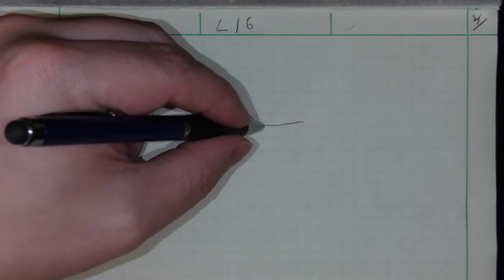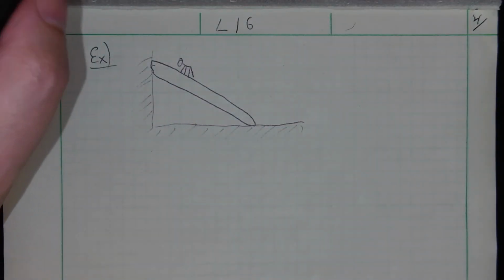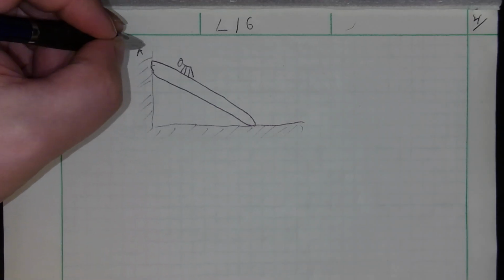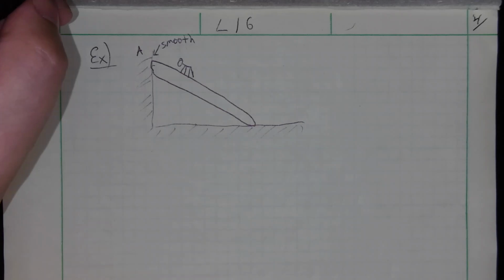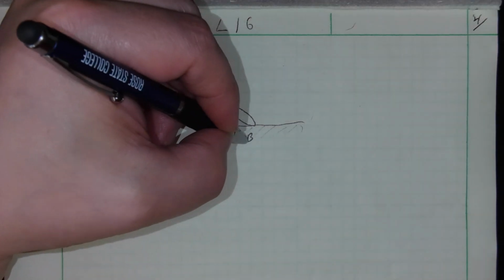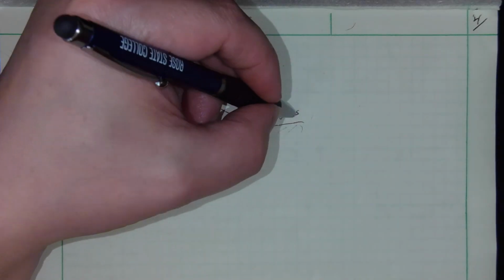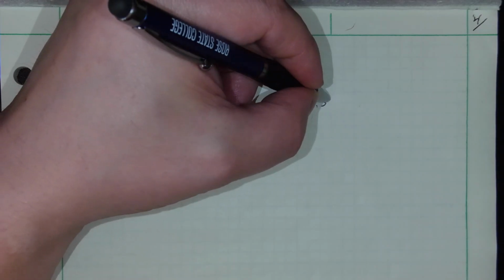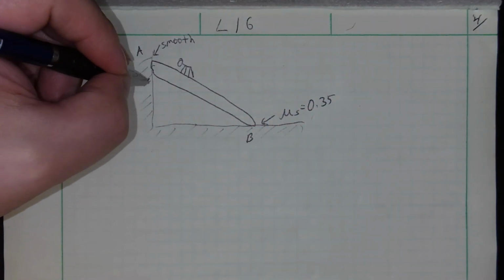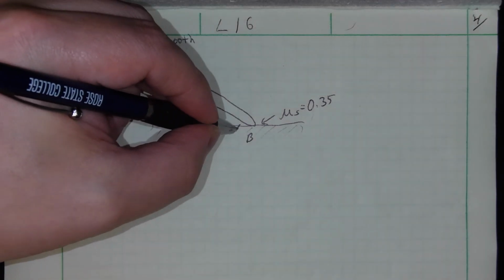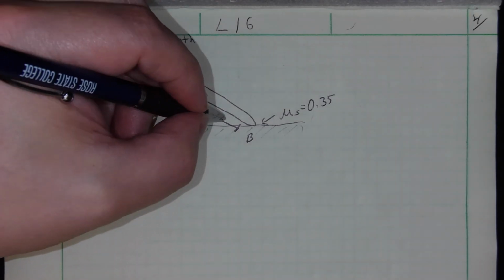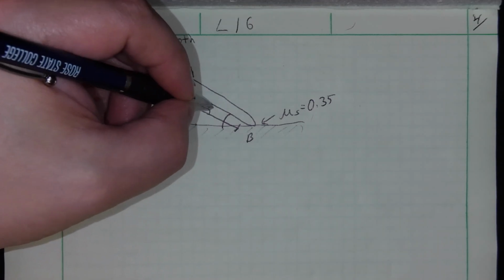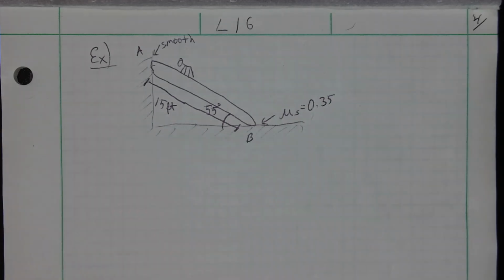So again, we got a wall and a ground, and we're going to say that up here at point A on the wall is going to be smooth. We're going to assume that this is roughly smooth. And down here on the ground, at point B, we're going to assume that the coefficient of static friction is 0.35. We're going to say that the ladder has a length of 15 feet. We're going to say that the angle here is 55 degrees. Could have drawn that a little less busy, but here we are.